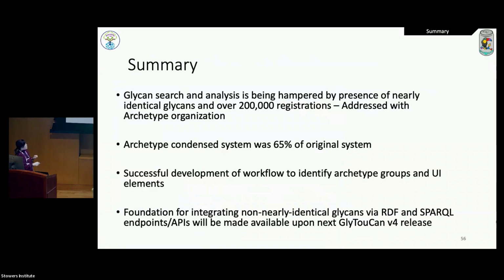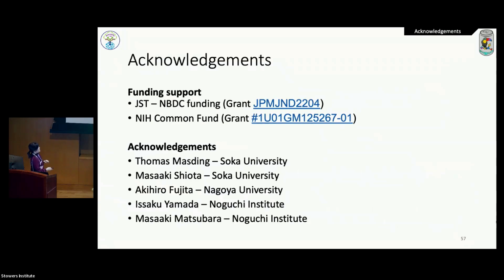As a summary, we've figured out a way to organize all these nearly identical glycans in Glycan, and it was able to condense 65% of the original system. The workflow has been developed. Now we're just trying to get it into RDF and update the user interface for our next release of version 4, which hopefully will come out in the next couple of months.